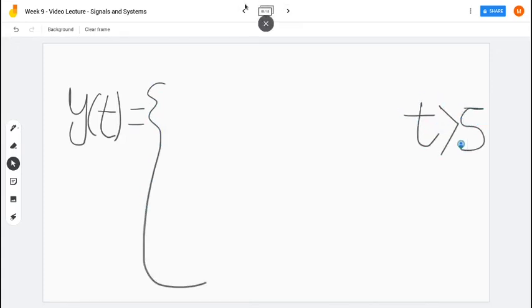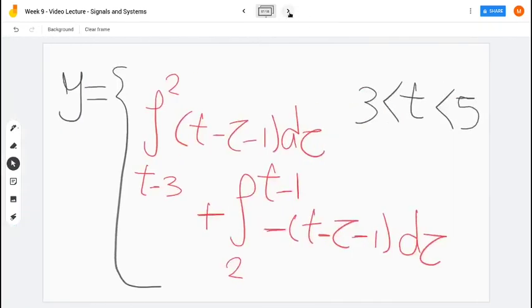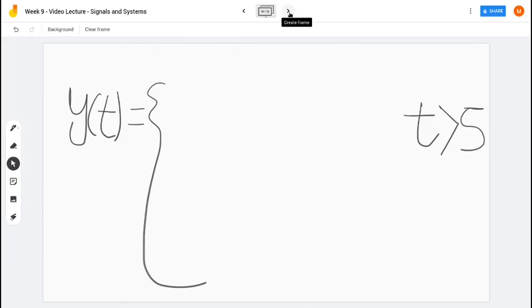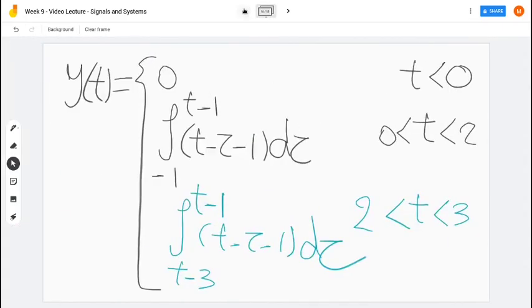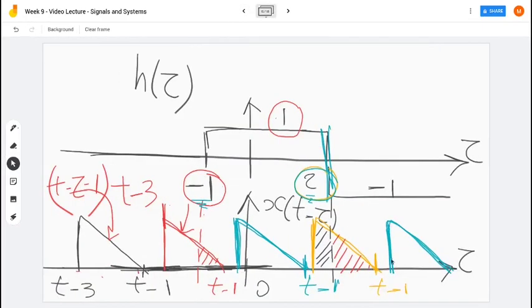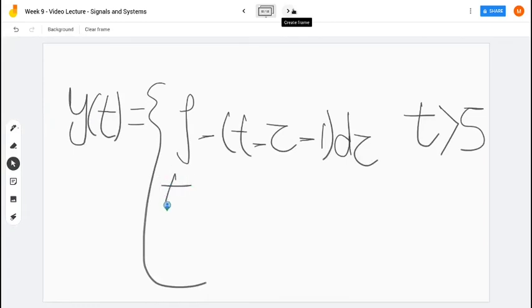And in this case, if you go back, we will be integrating minus 1 times this straight line. So minus t minus tau minus 1. So we'll be integrating minus t minus tau minus 1 d tau. And the limits of the integration will be from this edge, which is t minus 3, up to t minus 1. So from t minus 3 up to t minus 1.